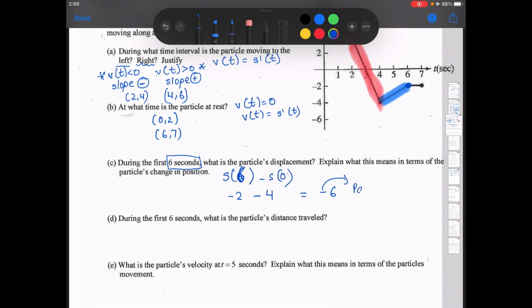The particle moved left how many units? 6 units. This is what it tells me. Explain. It's asking you to explain, so that's what it means.